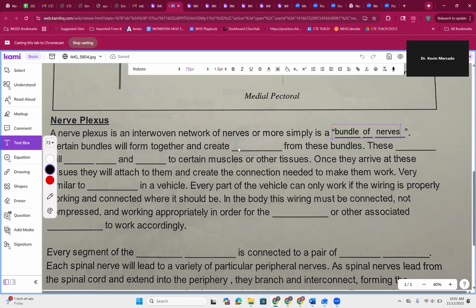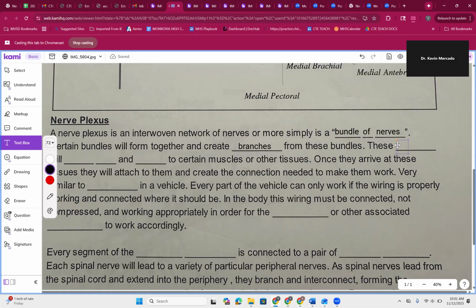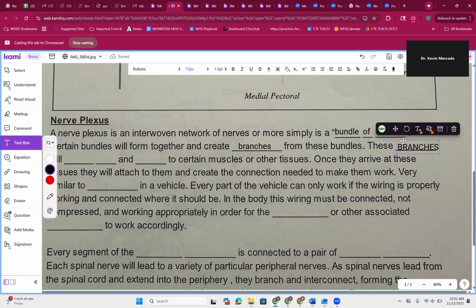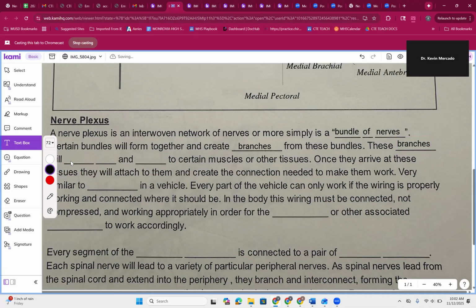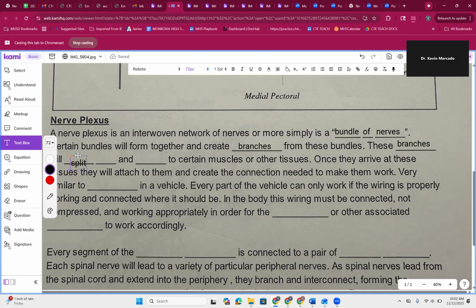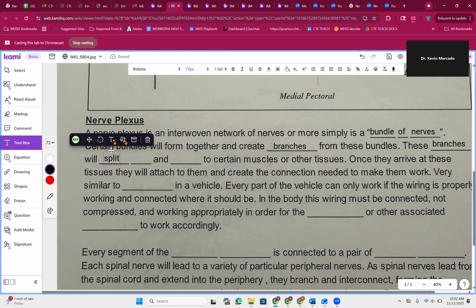Certain bundles will form together and create branches. From these bundles, these branches will split off and travel to certain muscles or other tissues. Once they arrive at these tissues, they will attach to them and create the connection needed to make them work.